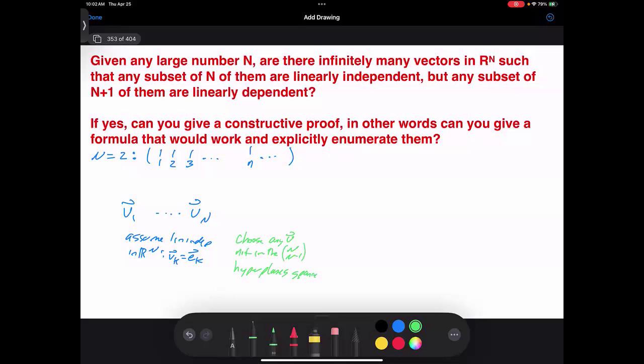spanned by n minus 1 of the vectors. And all we have to do is just choose something that's not in any of those. We have lots of choices. Let's call that vn plus 1.